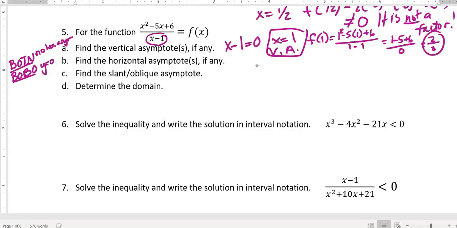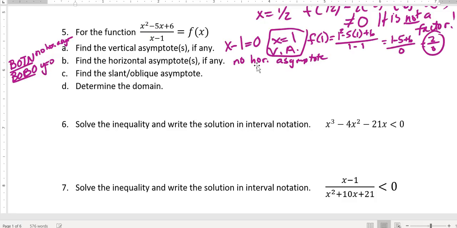asymptote. In my face-to-face class, I look at my two exponents, my leading terms, 2 and 1. It's bigger on top. So the exponent on the top is larger. And since that's true, we're going to have no horizontal asymptote. But when you have no horizontal asymptote, you have to look for a slant or oblique asymptote, which is part C.